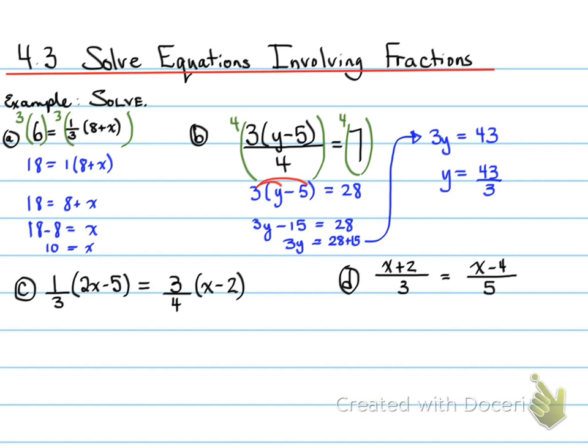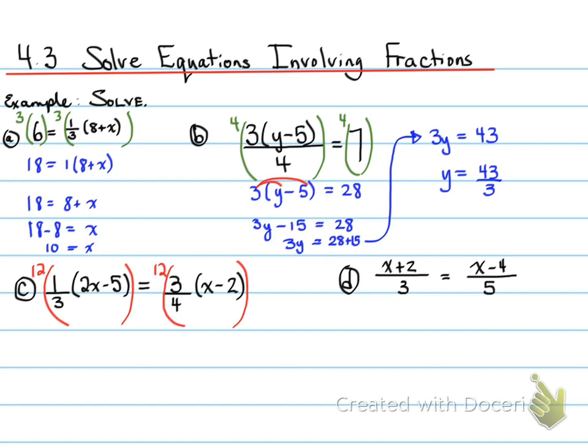Okay, let's look at part C. What do we do when we have fractions on both sides? Well, folks, it's exactly what we did for A and B. Find the lowest common denominator. What is the lowest common denominator? That is 12. Both sides get multiplied by 12.